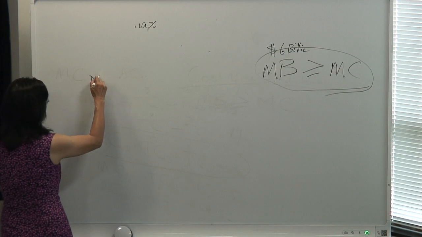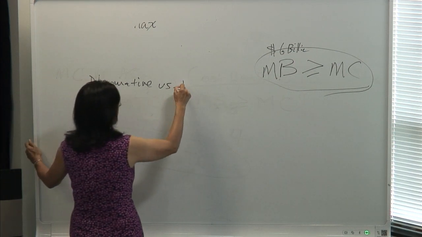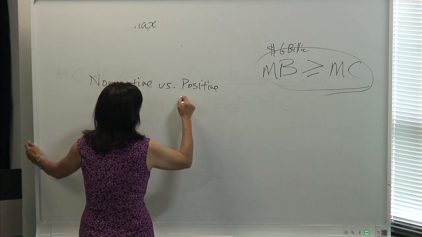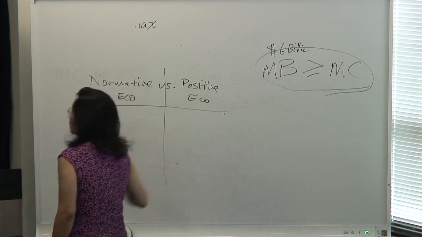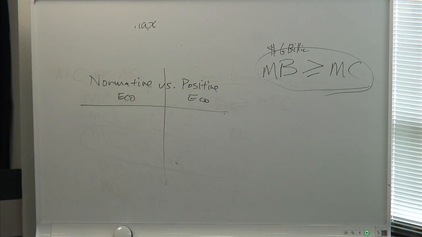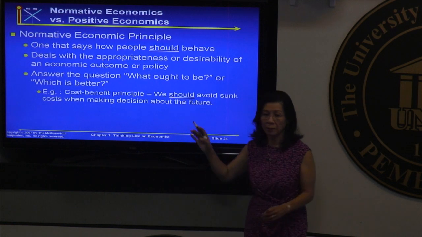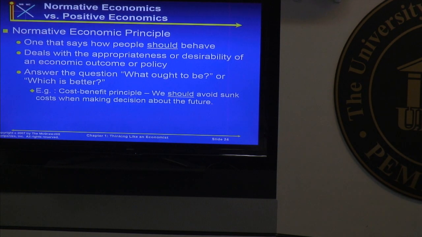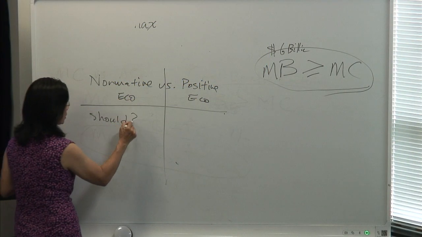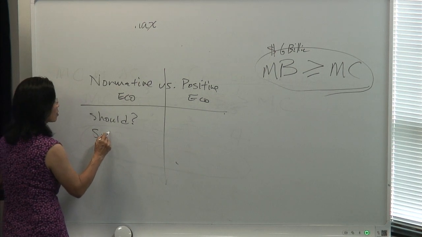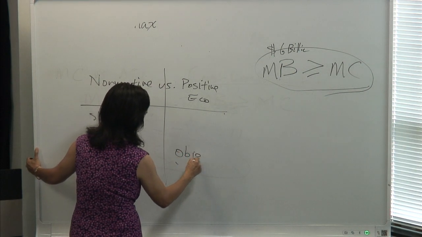Okay, so now we want to talk about the differences between normative versus, what's the other one? Positive economics. What's the difference between the two? Now, normative economic principles deal with how people should behave. It's got a little bit of what ought to be, how desirable it should be. It's subjective, unlike positive economics, which is objective.